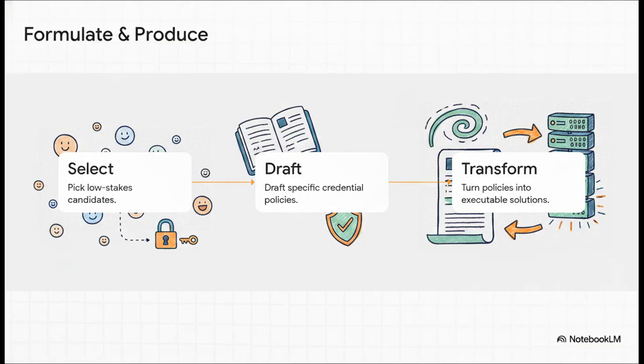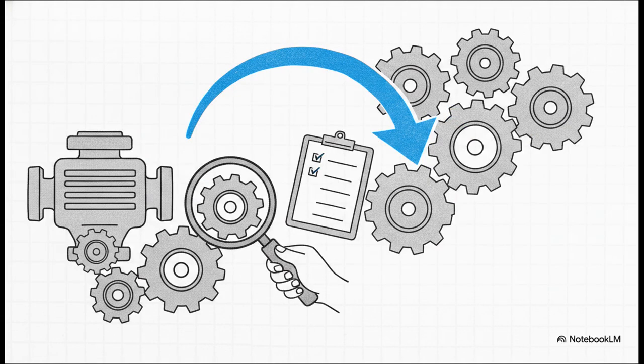Next up, you select a low-stakes candidate to test out your rules. You're essentially drafting the policy rationale and producing the actual executable solution. Pro tip, you definitely don't want to test your very first zero-trust deployment on your most mission-critical database. Pick an application used by a small subset of users. Define exactly what credentials are required to access it, and then transform those abstract rules into technical deployments. Finally, you deploy the solution, monitor it intensely for misconfigurations, and once it's completely stable, you expand the framework to the next set of candidates.